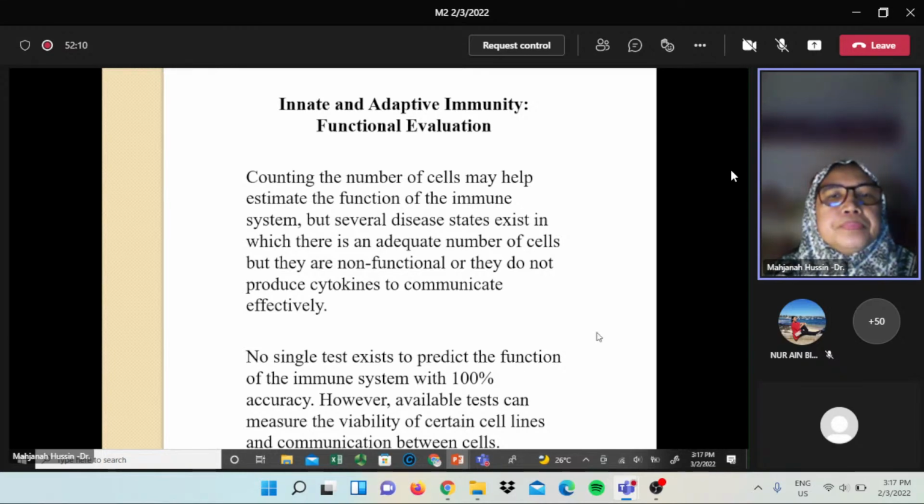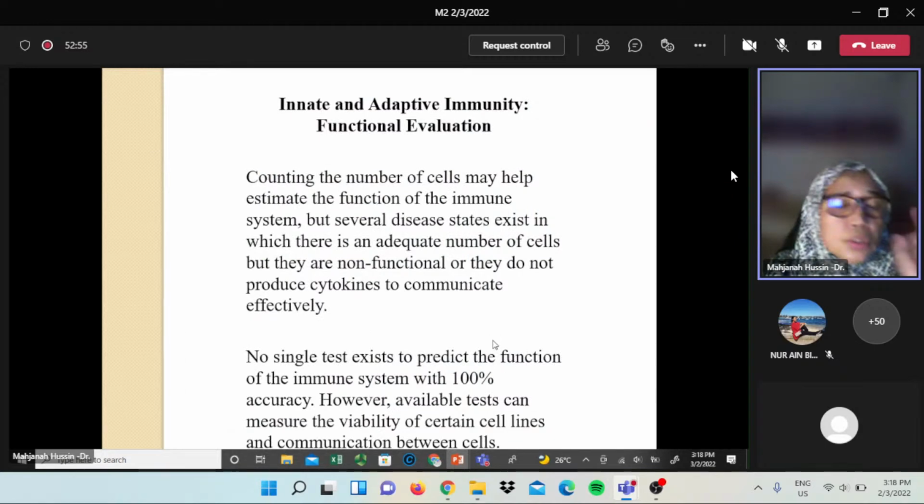All right. Okay. So counting the number of cells, like neutrophil count, your basophil count, your what else? Your natural killer counts, how many of them, how many percent of them, that can estimate the function of the immune system. Okay. However, some diseases exist where there will be an adequate number of cells, but they are non-functional. They do not produce cytokines to communicate effectively. So that is when you go to look at the cytokines being produced this time, not counting the cell anymore.